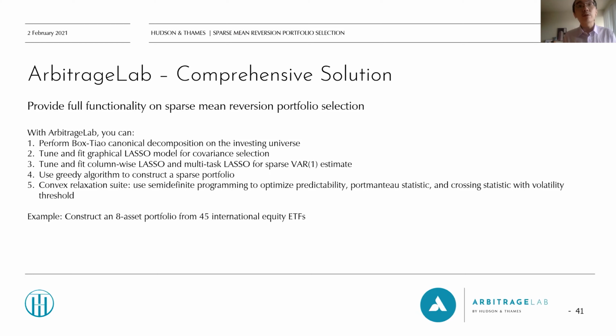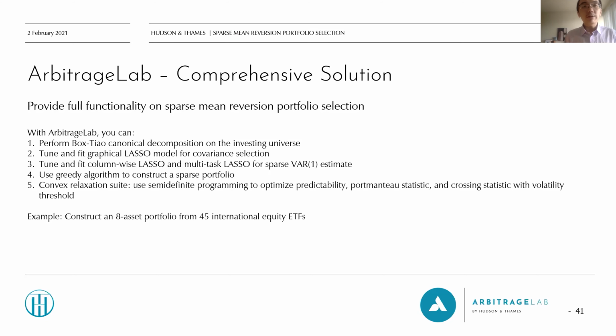In ArbitrageLab, you can do a Box-Tiao canonical decomposition on the entire investing universe. You can tune and fit a graphical lasso model for covariance selection. You can tune and fit column-wise lasso and multitask lasso for a sparse VAR1 model estimate. You can use a greedy algorithm to construct a sparse portfolio. And you can also use the full convex relaxation suite. You can use semi-definite programming to optimize predictability, portmanteau statistic, and crossing statistic with volatility threshold.